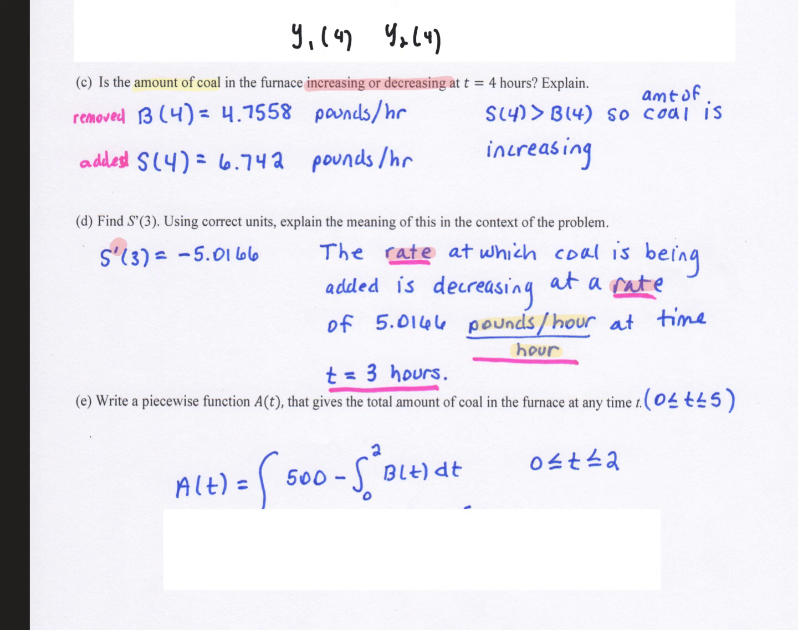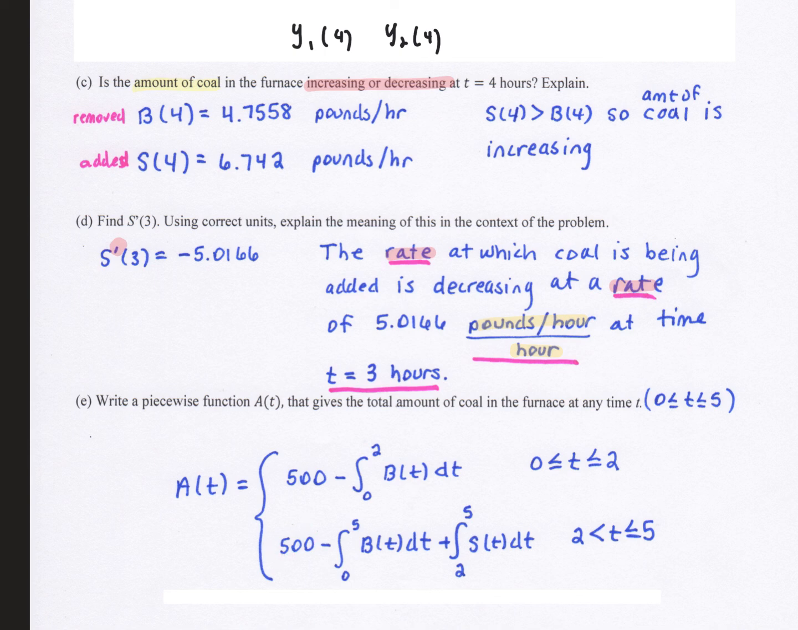From t equals 2 to t equals 5, I have a third action to consider. So I have my 500 pounds that I start with initially. I am removing from 0 to 5. This will give me the total amount that has been burned. Plus, now I have this amount here that the worker's adding from 2 to 5.